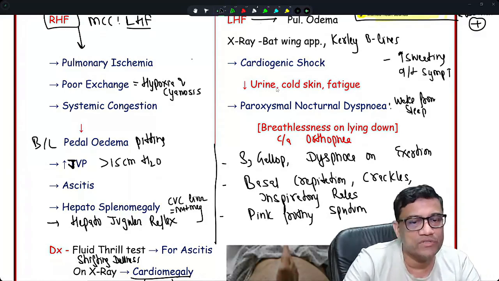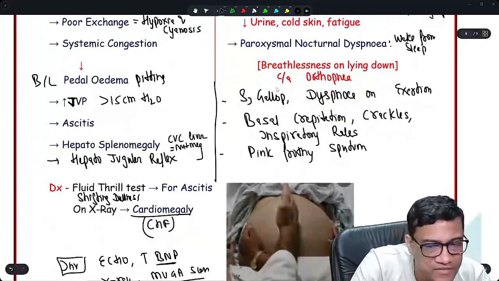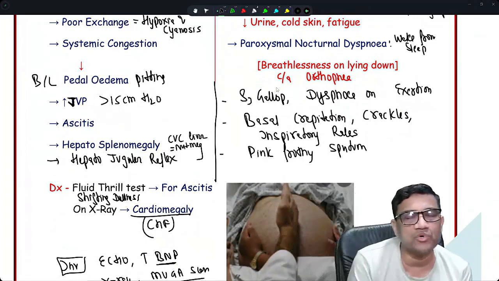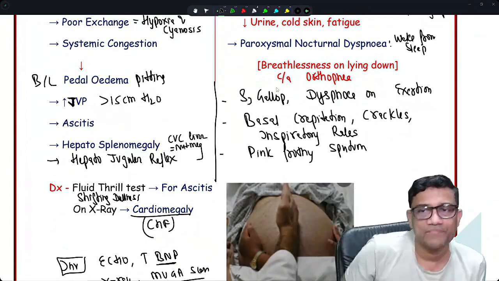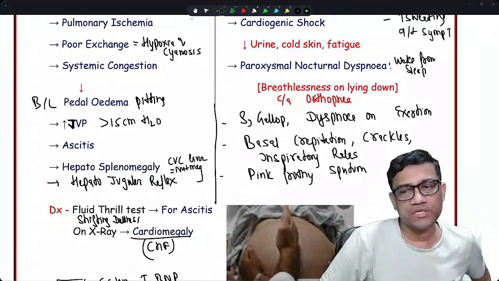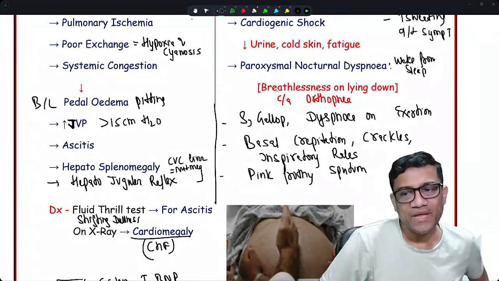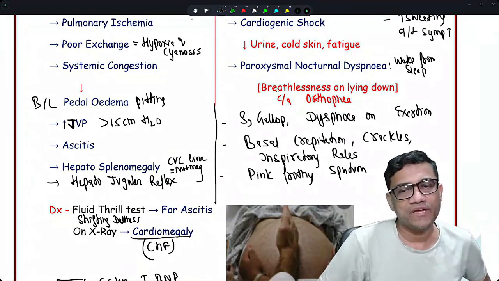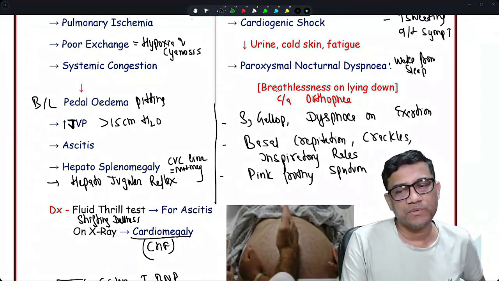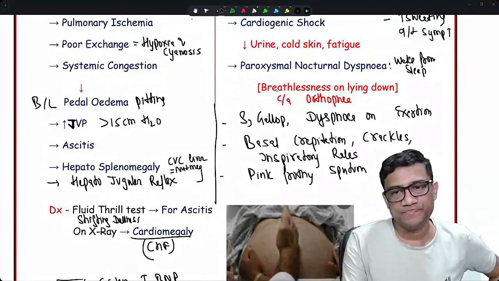Okay, fluid thrill is there, which is for ascites, and shifting dullness. When you turn from one side to the other, the fluid will always go to the lower or dependent part. Okay, then the person has PND. What's PND? Paroxysmal nocturnal dyspnea. When the person is sleeping, he will wake up with severe dyspnea. It is called paroxysmal nocturnal dyspnea, PND.